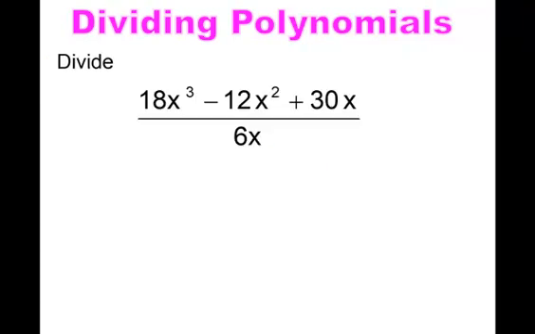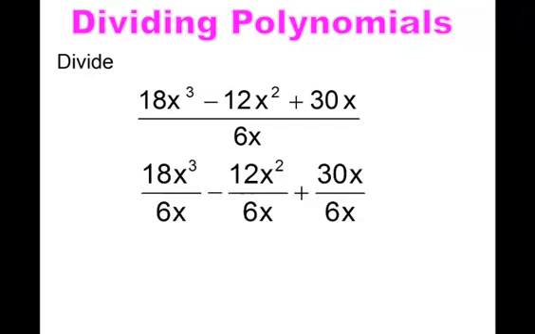Pause and try. I like to separate it into 3 separate problems, reduce piece by piece, and you should have gotten your answer is 3x squared minus 2x plus 5.